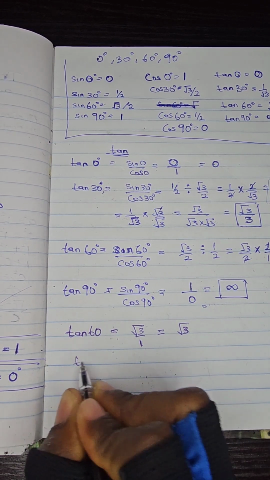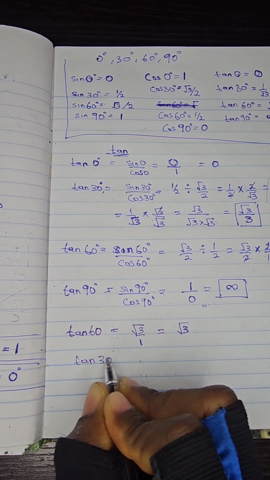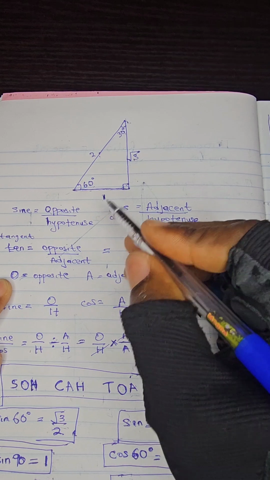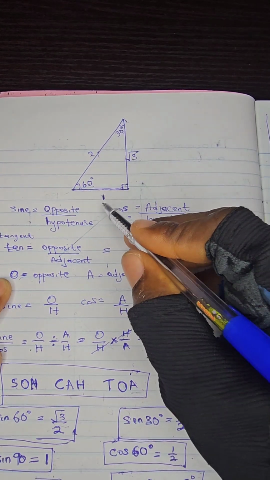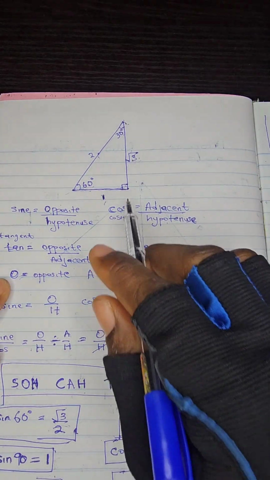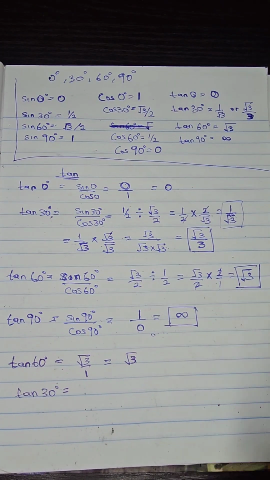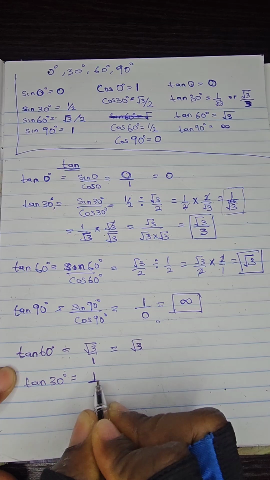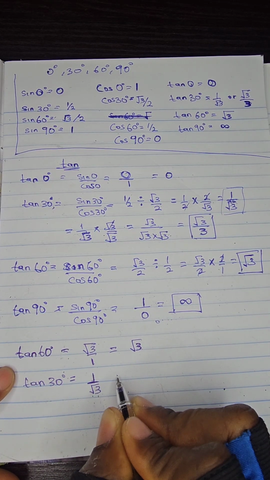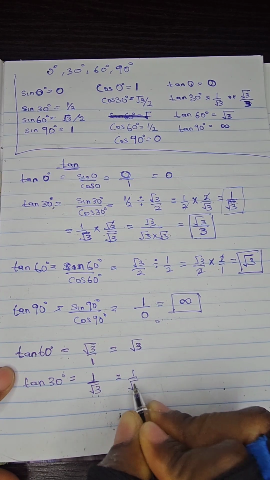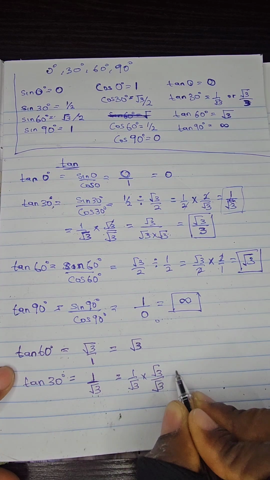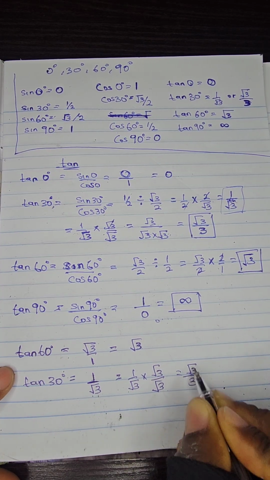The next is tan 30 degrees. This is 30. Opposite over adjacent. So opposite is 1, adjacent is root 3. So we're going to get 1 over root 3, which we can also rationalize as 1 over root 3 times root 3 over root 3. And we are going to get root 3 over 3.